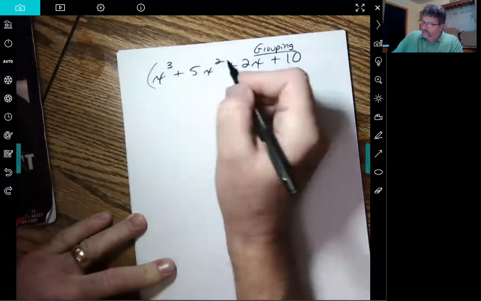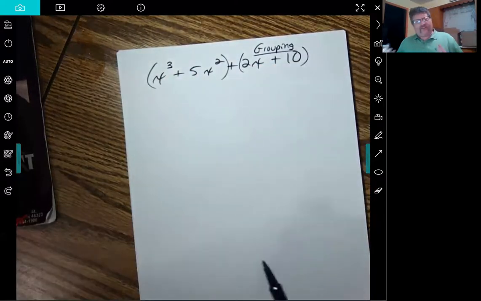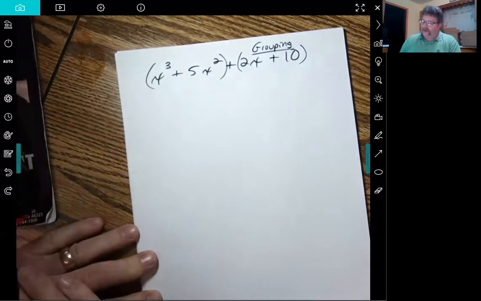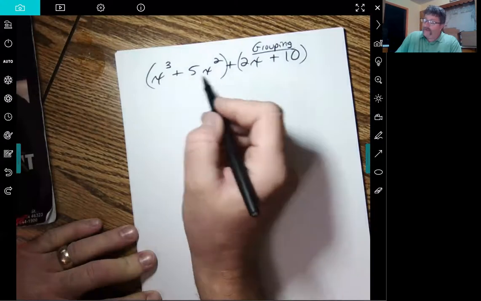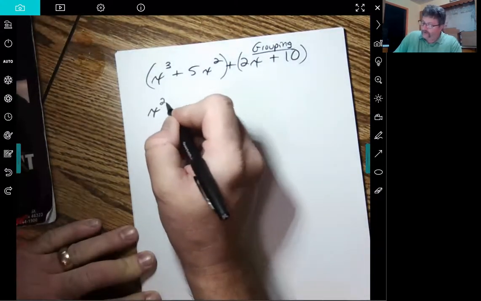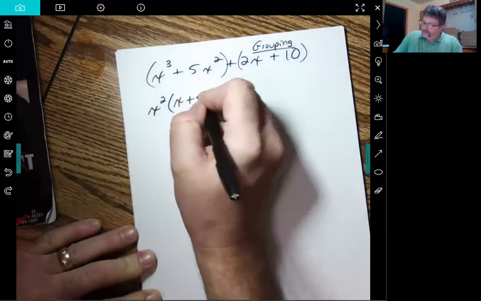Okay, we group the first 2 together, we group the second 2 together, and we look at just the groups and say, okay, group, what's common just between you guys? Well, I have no number in common because I have a 1 and a 5, but my variables, I've got an x cubed and an x squared, so x squared is common. I'll factor that out. I'll be left with an x plus 5.